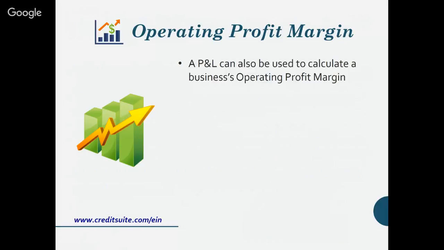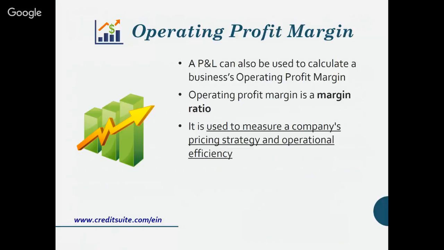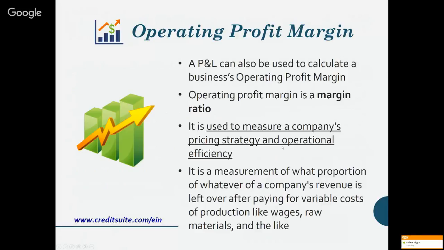Now, P&L can also be used to calculate a business's operating profit margin. Operating profit margin is a margin ratio, and it's used to measure a company's pricing strategy and operational efficiency. It really helps you determine, are your prices right or not? This is why you need to know this, because most of us randomly just decide and choose a price with absolutely no backing that we're going to charge. Maybe we look at other people in our field. Maybe we just make it up. Well, this gives you a statistical and mathematical way to figure out what your pricing strategy should actually be. And it actually looks at your operational efficiency as well. If your costs are way too high to produce the actual product or service, well, that could be a sign that you're inefficient on the operational side.